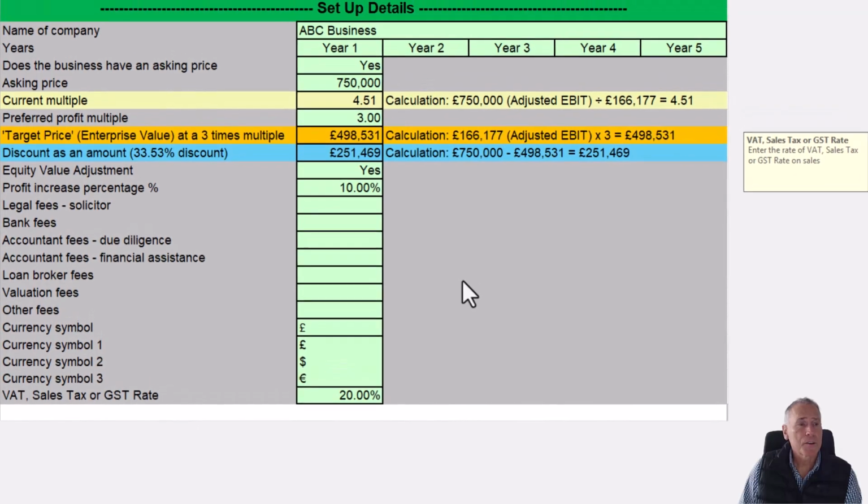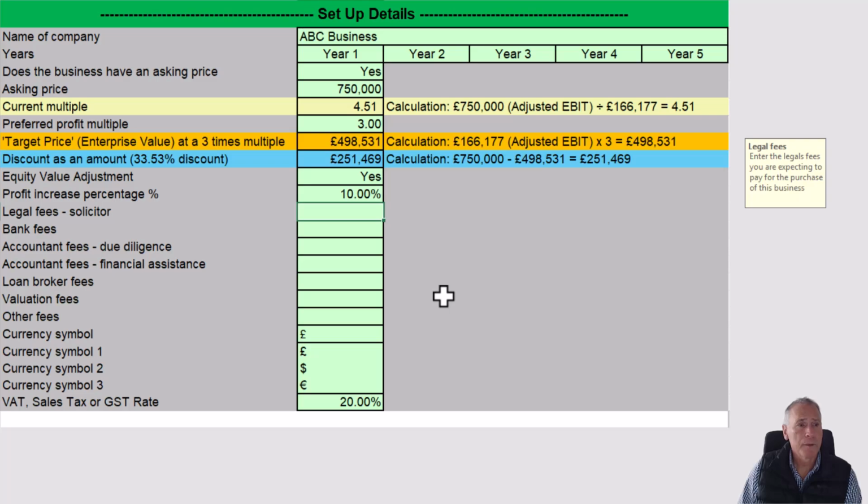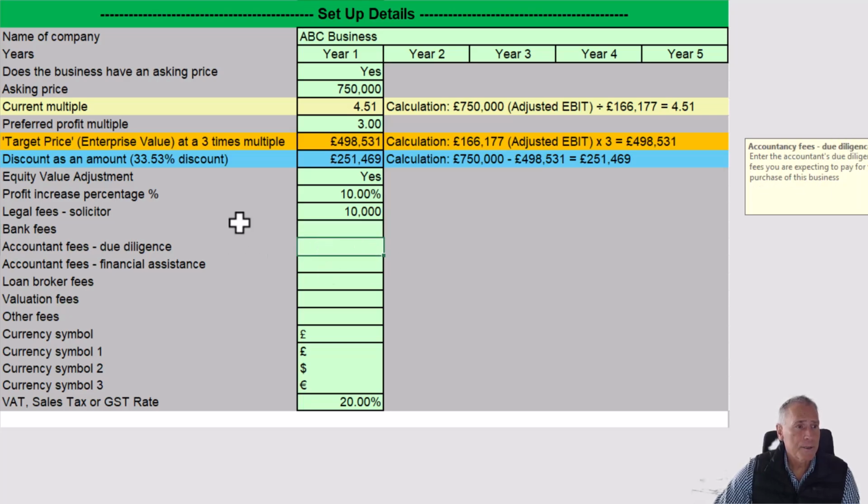There are other functions within AcquiCount. For example, you might want to put in what your costs of acquisition are going to be. So legal fees, let's say that's going to be £10,000 in this case. There may be bank fees or lending fees if you're borrowing money. Accountancy fees if you're getting an accountant to do the due diligence for you. And I would estimate that at, let's say, for this business, £10,000.